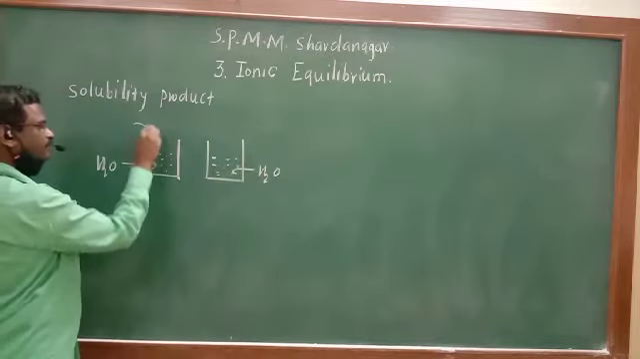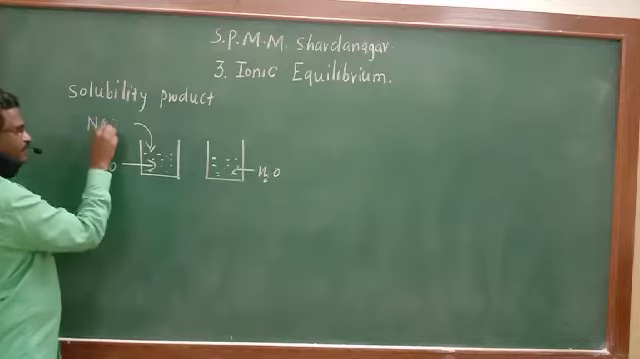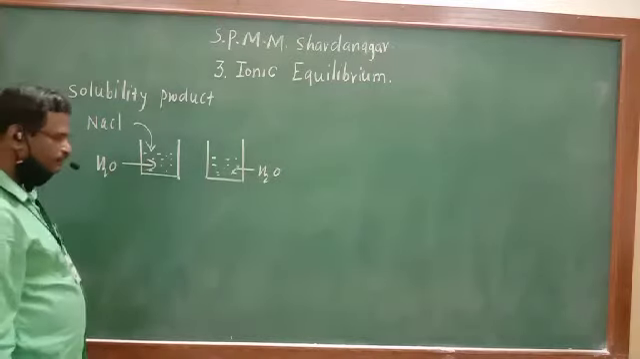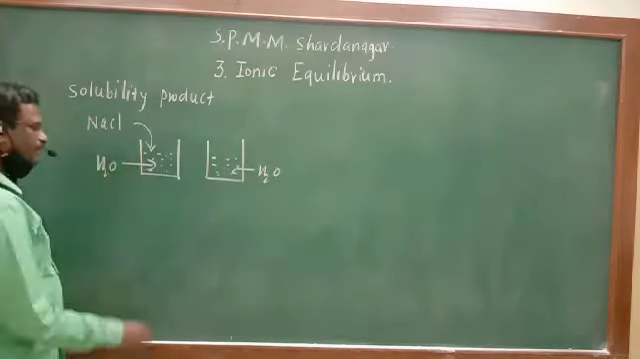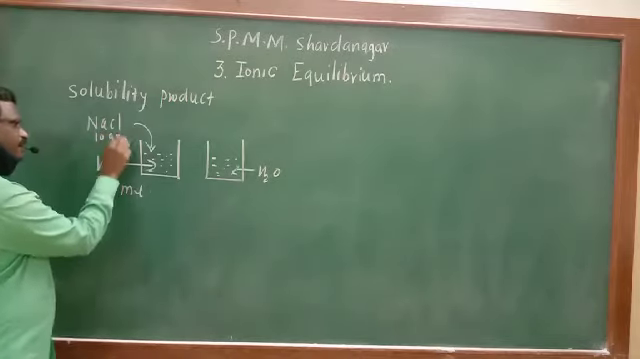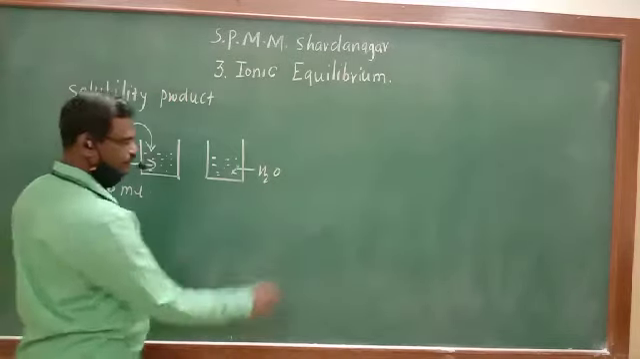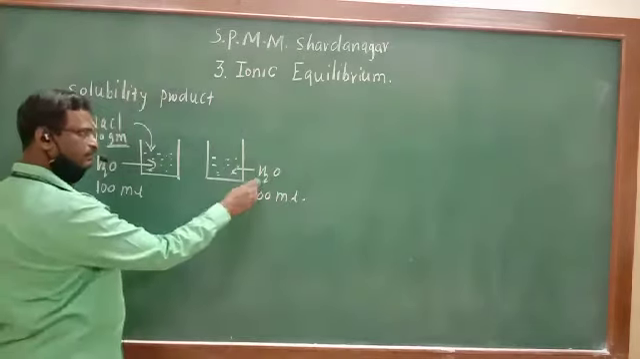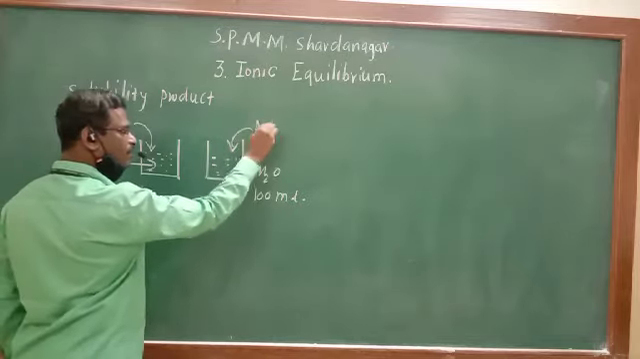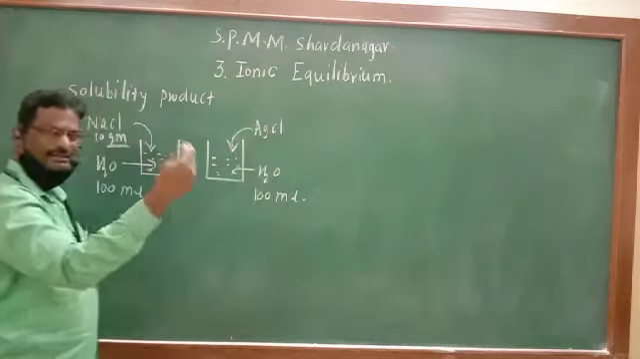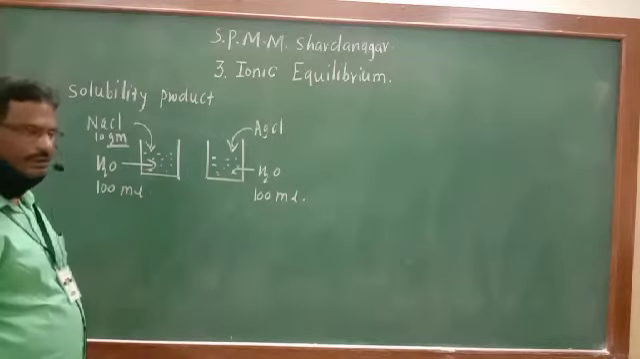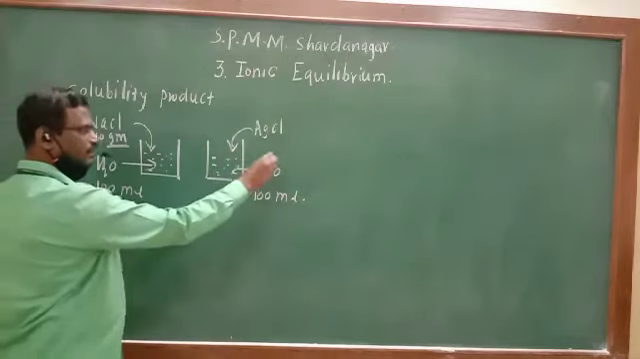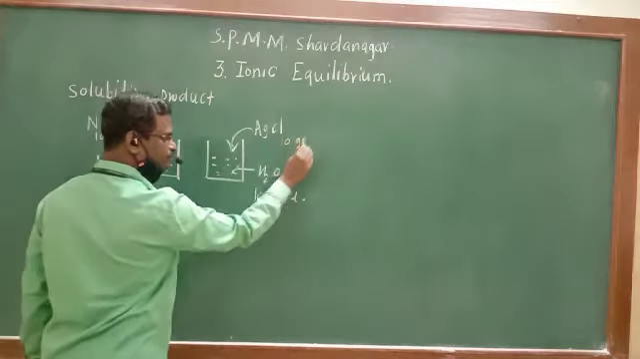In this beaker we have added NaCl, sodium chloride. Let us consider 100 ml of water is taken and 10 gram of NaCl is added. Here also 100 ml of water is taken and silver chloride or maybe lead sulfate, that type of salt, 10 gram, is added.